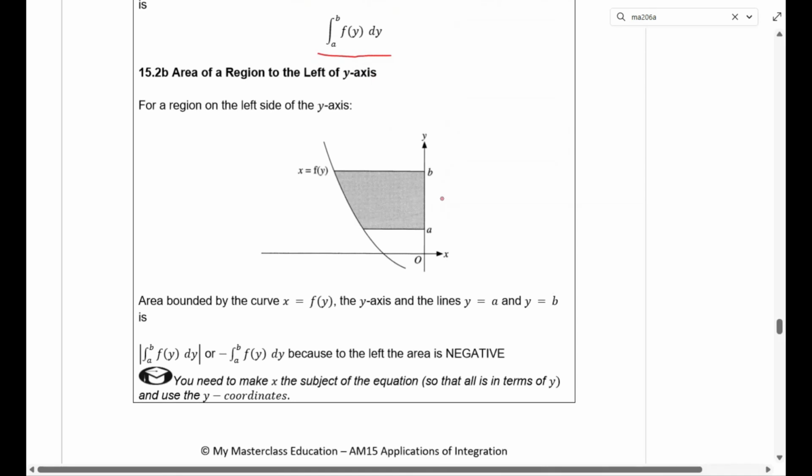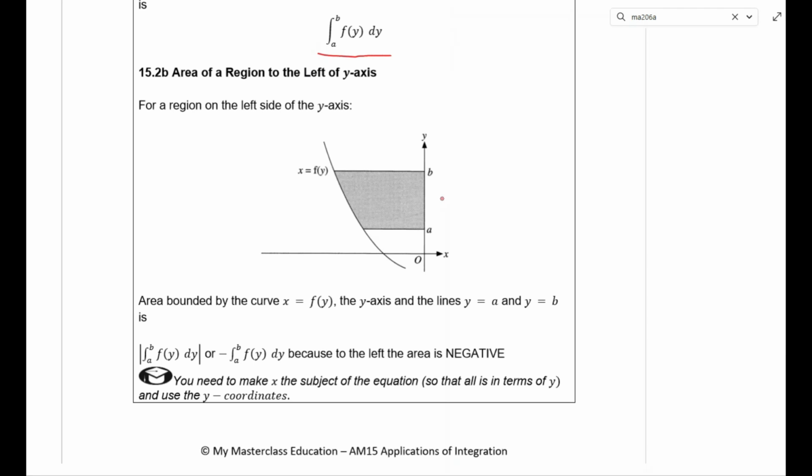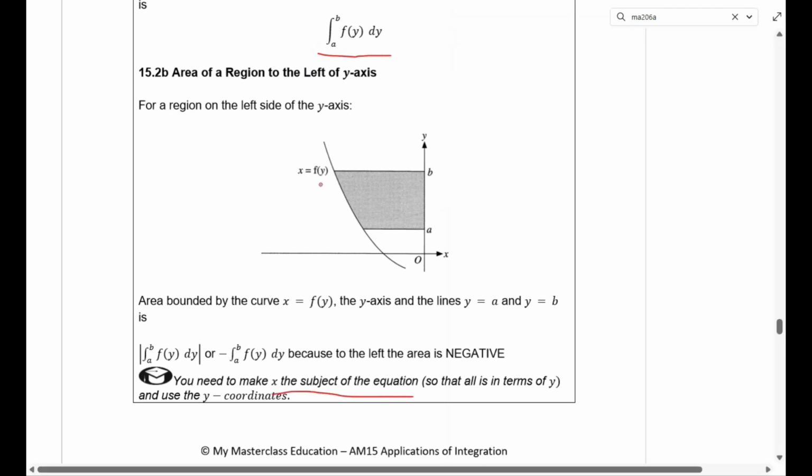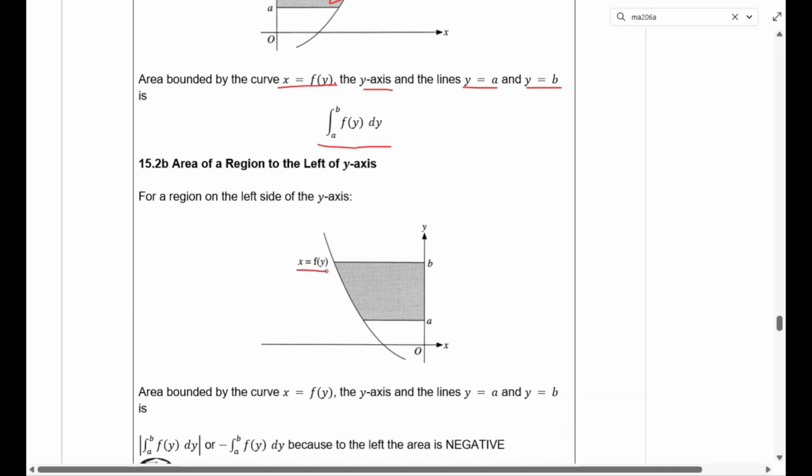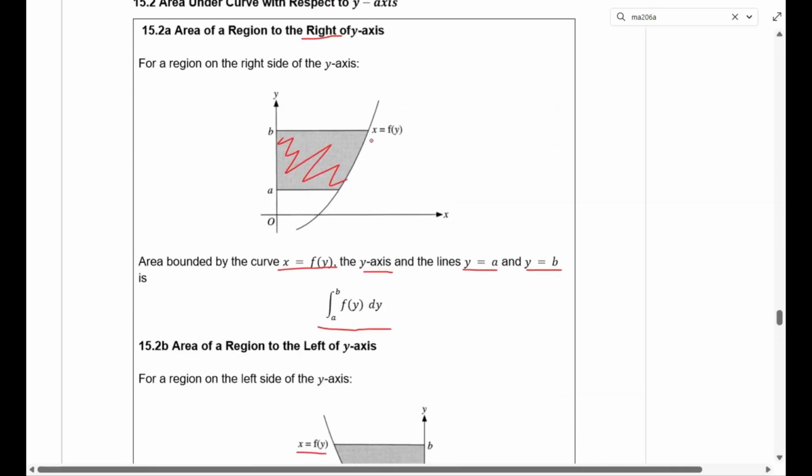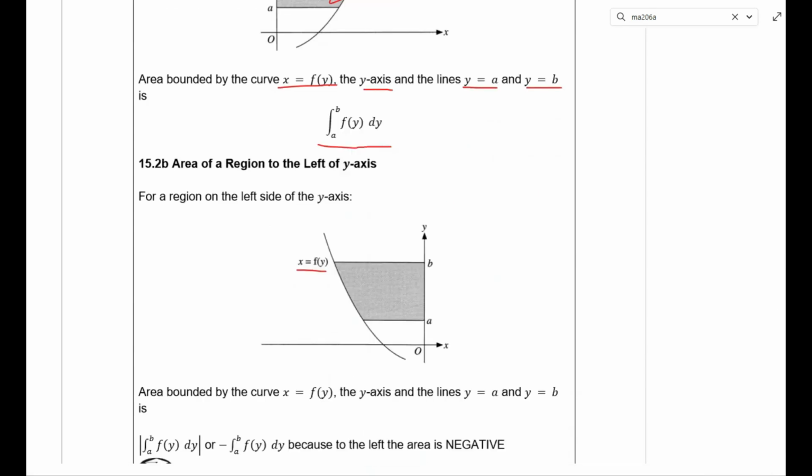Please note that in order to solve questions where you have to find the area with respect to the y-axis, you have to make x the subject of the equation, because now all the equations will be x equals f(y) instead of y equals f(x), like previously. Therefore, when you do integration now, you'll be integrating with respect to y instead of with respect to x.